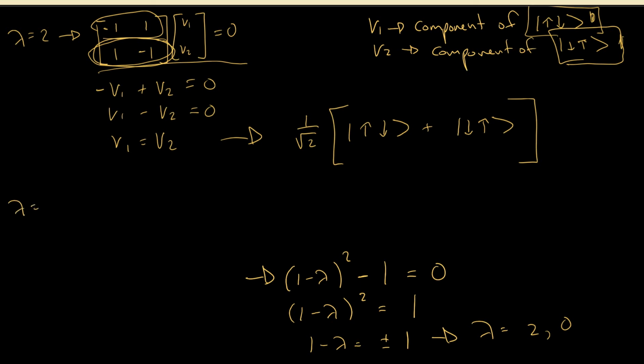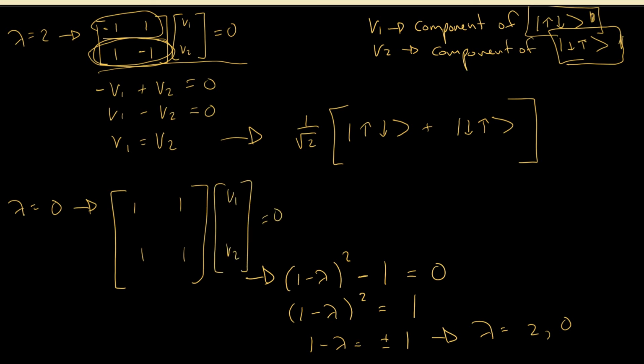So if we have lambda equals 0, you're going to have 1, 1, 1, 1. So an even more boring equation, and of course this equals 0. And with the same logic, with just the difference that now you have v1 equals negative v2, you're going to have your state being 1 over root 2 times up, down, minus down, up. Hopefully this is starting to look kind of familiar if you've seen this before. So this is your state.